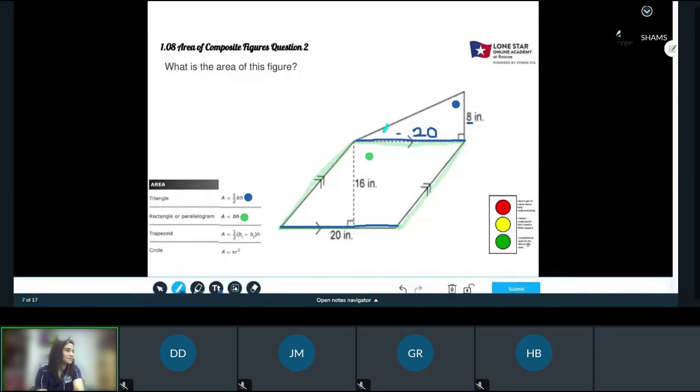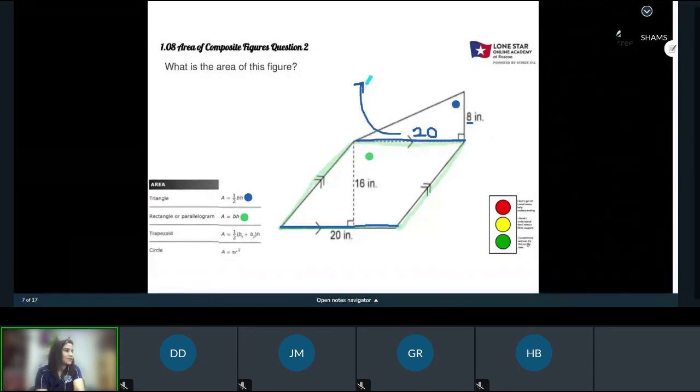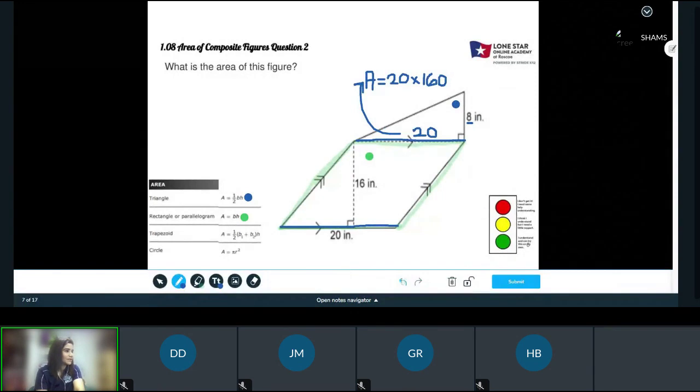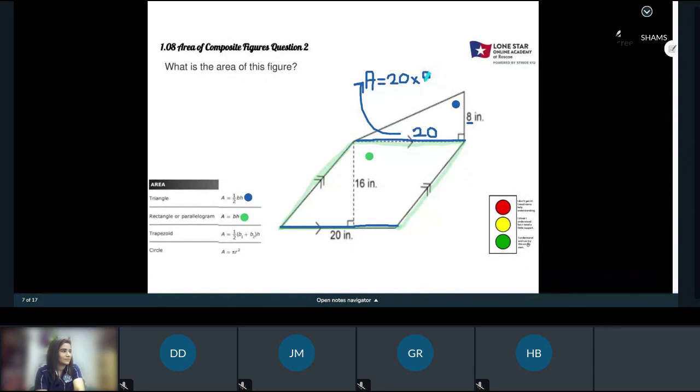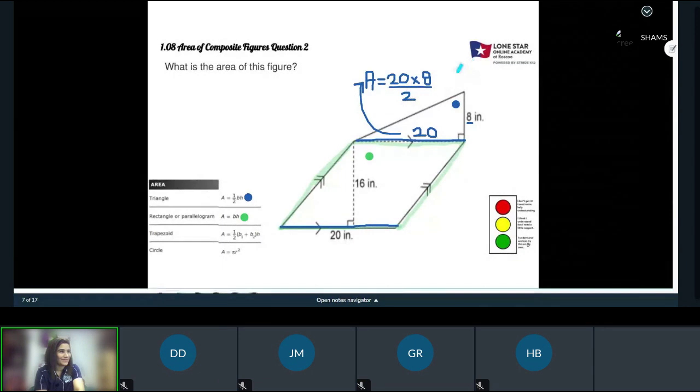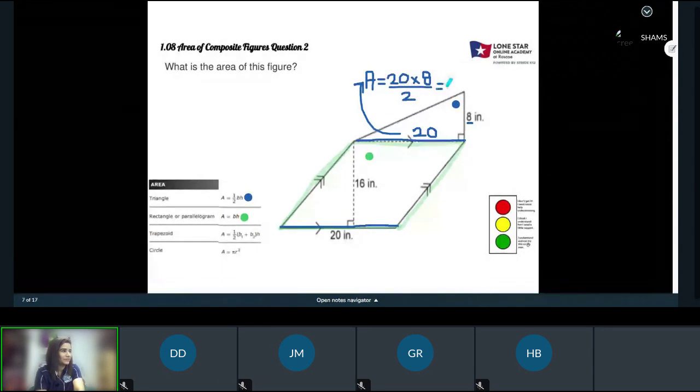And I can find the area. So area of this triangle is base times height, 20 times 8 divided by 2. So 20 times 8 is 160, and then divide that by 2 to get an area of 80 for the triangle.